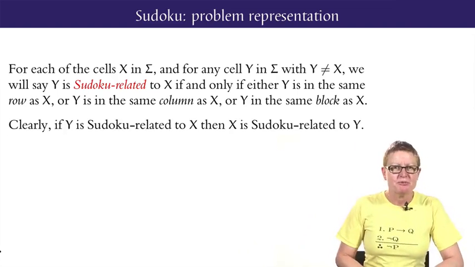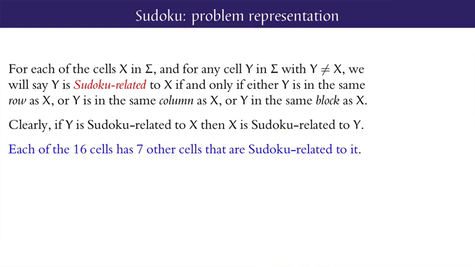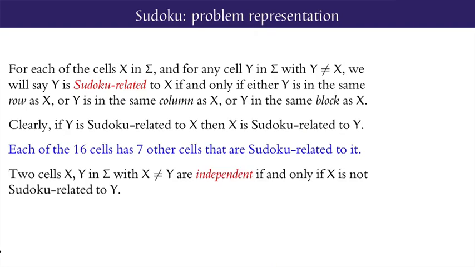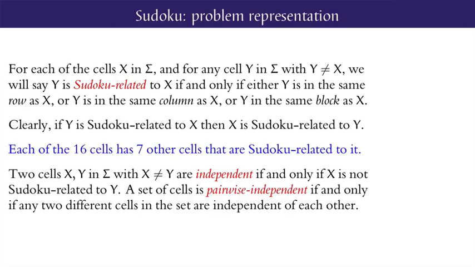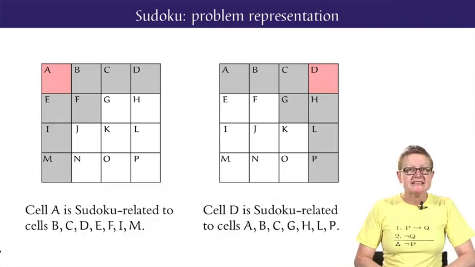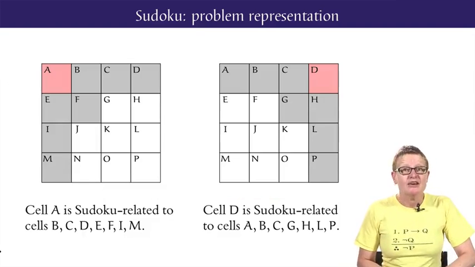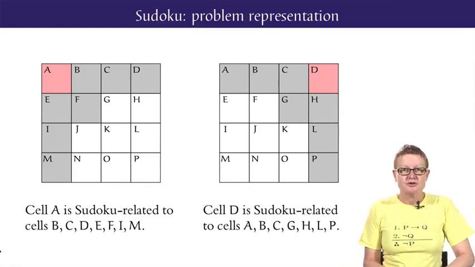The Sudoku relationship is symmetric. It is a simple matter of counting to establish that each of the 16 cells has 7 other cells that are Sudoku related to them. Conversely, we will call 2 cells independent if they are not Sudoku related to each other and different. Then a set of cells is pairwise independent when any 2 different cells in the set are independent of each other. Visually, it is easy for us to see all the cells Sudoku related to a given cell.